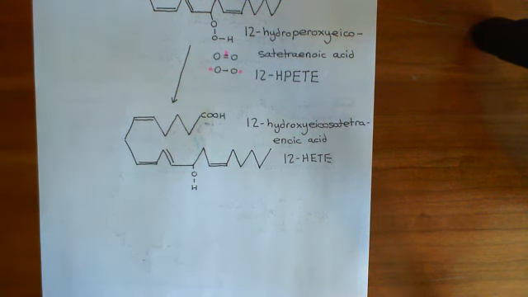So both 12-hydroperoxyicosahexatetraenoic acid and 12-hydroxyicosahexatetraenoic acid, those together will trigger, with calcium, the exocytosis of the secretory vesicles containing insulin.